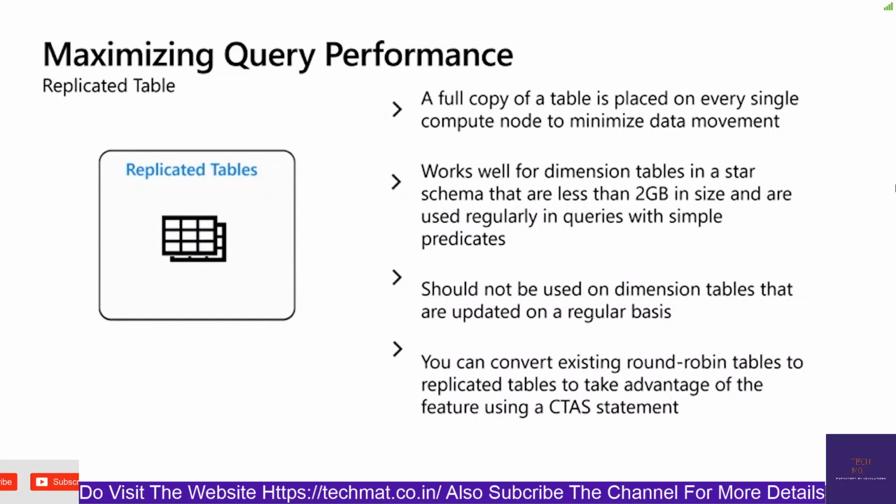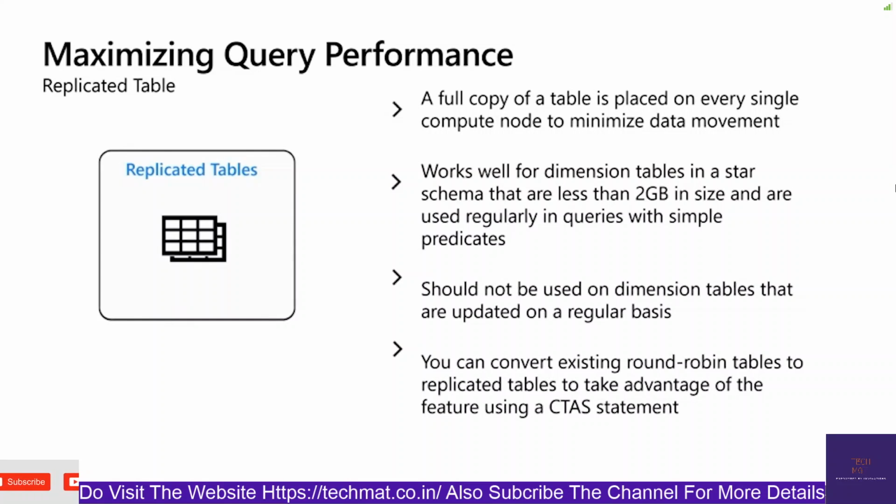So if you have some small dimensional table which you use quite often in the joins, then it doesn't make sense to distribute that evenly or distribute by hash across all the nodes, because you might see that as every query querying every node within the cluster or every distribution to bring back the entire dimensional table. So for these dimensional tables, typically you can use the replication on every node.